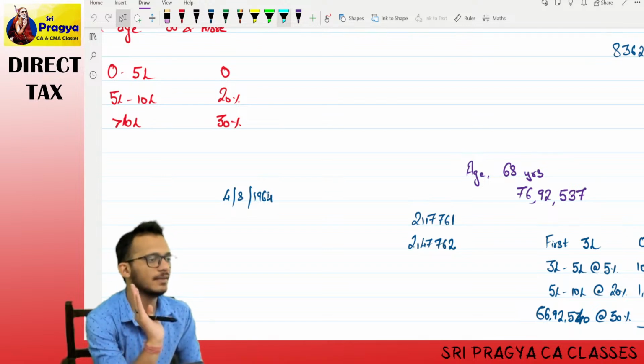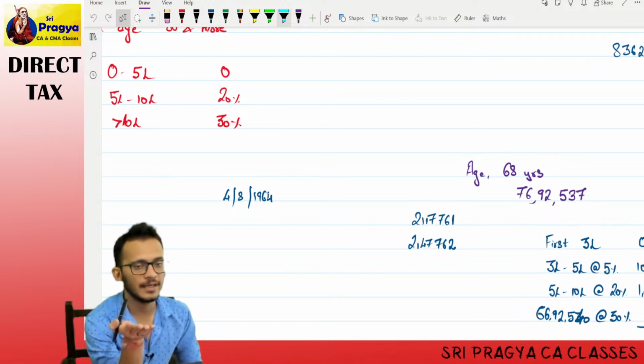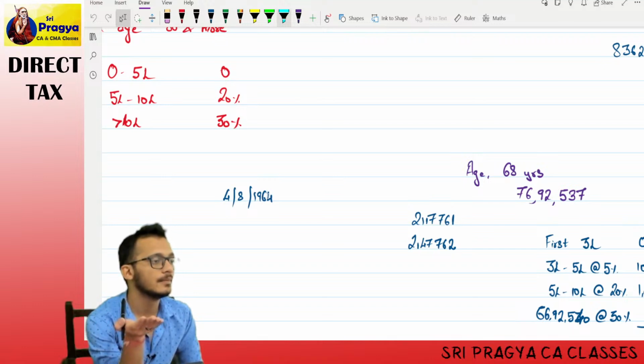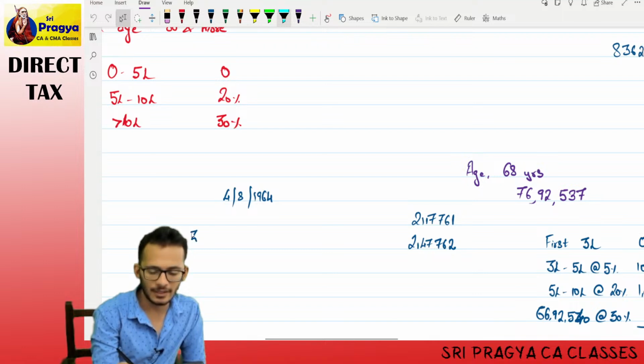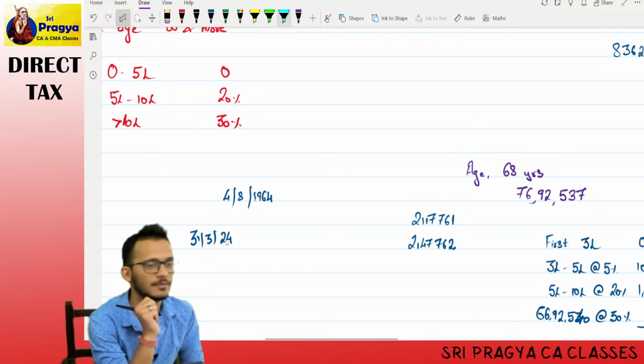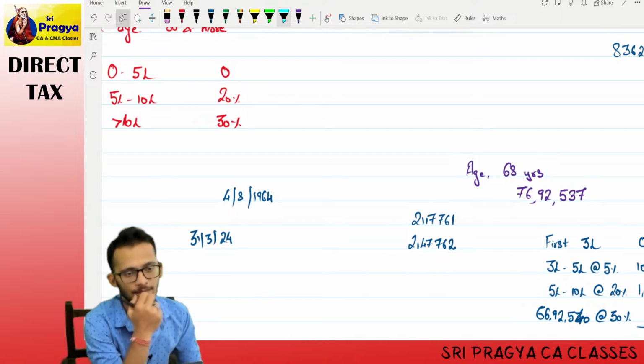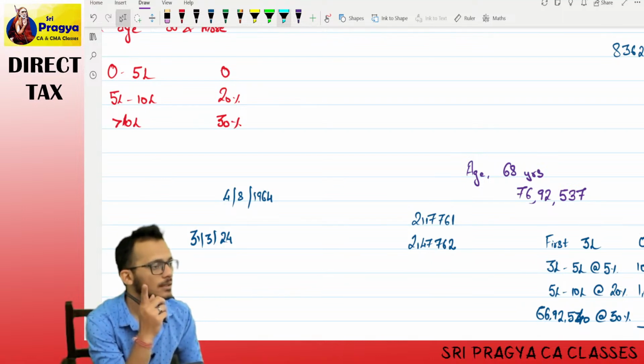In her previous year, she was 59, and therefore she will not be a senior citizen. Agreed? Agreed. Which means you need to check as on 31st March 2024. On 31st March 2024, is she 59 or is she 60? If she is 59, she is non-senior. If she is 60, she is senior. Makes sense?